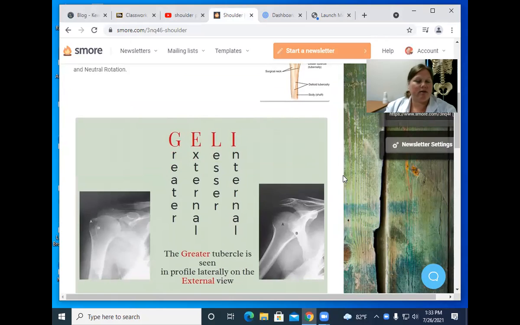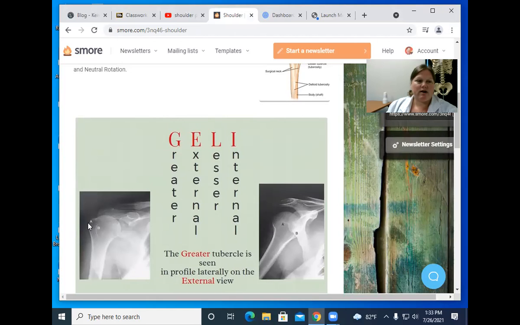This is a little acronym that we have to tell which way the arm is positioned, internal versus external. So the greater tubercle is seen on the external rotation, so palm up in anatomical position, and the lesser tubercle is seen on the internal rotation, medial. So that's kind of our acronym.